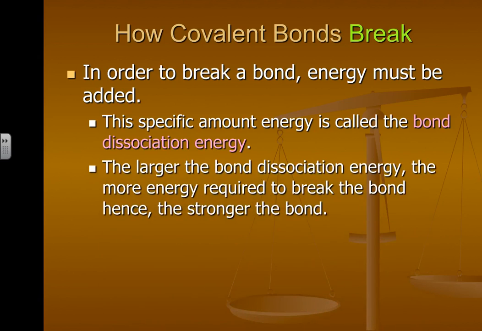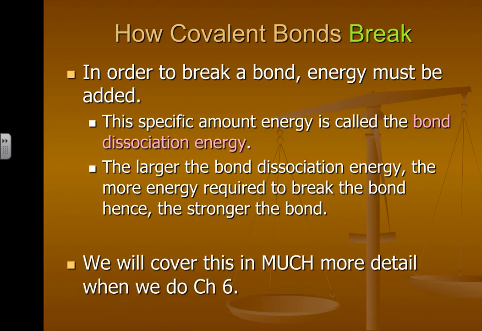The larger the bond dissociation energy, the more energy is required to break the bond, and hence it's a stronger bond. So we'll talk a whole lot about that as we continue on into later chapters. Basically, we'll relate it to bond strength of, say, single, double, triple bonds, things like that. And we'll do some calculations with bond dissociation energy also. So no calculations with it right now. Just know the definition. To break a covalent bond, it's called bond dissociation energy.